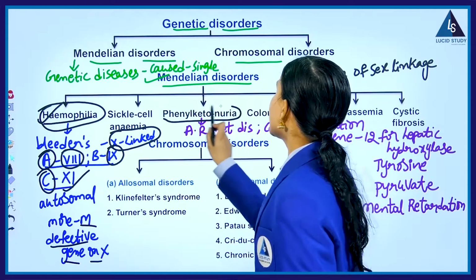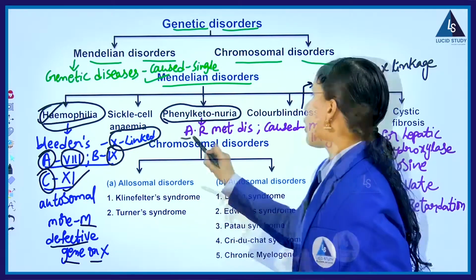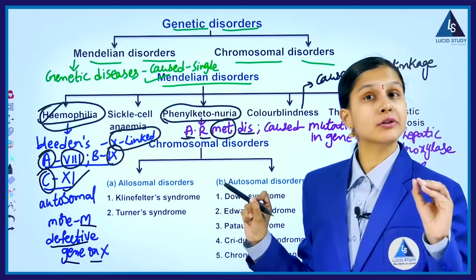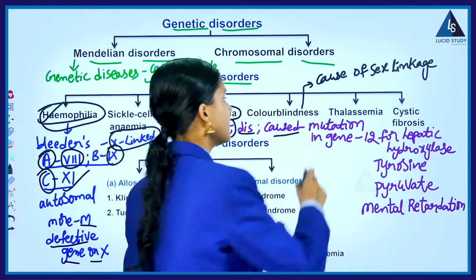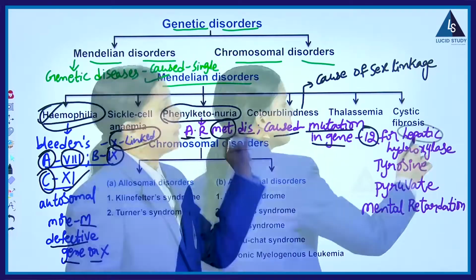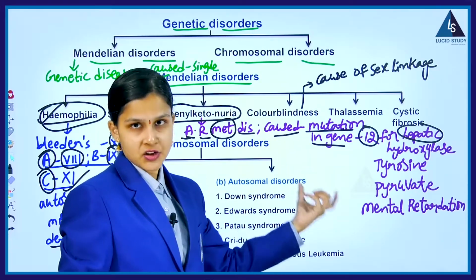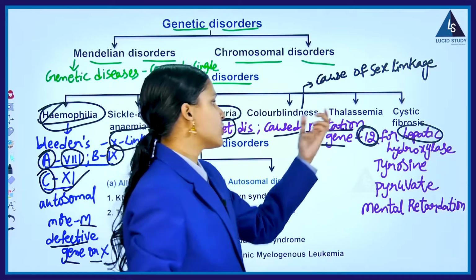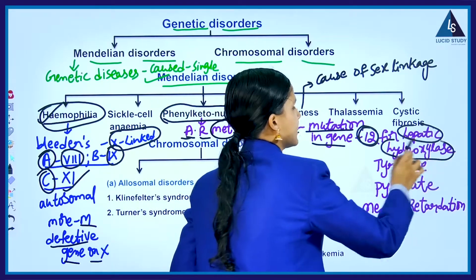Next, coming to phenylketonuria. It is an autosomal recessive metabolic disorder, so first of all you have to write this point. It is usually caused because of mutations in the gene present on chromosome number 12 for the hepatic enzyme phenylalanine hydroxylase.